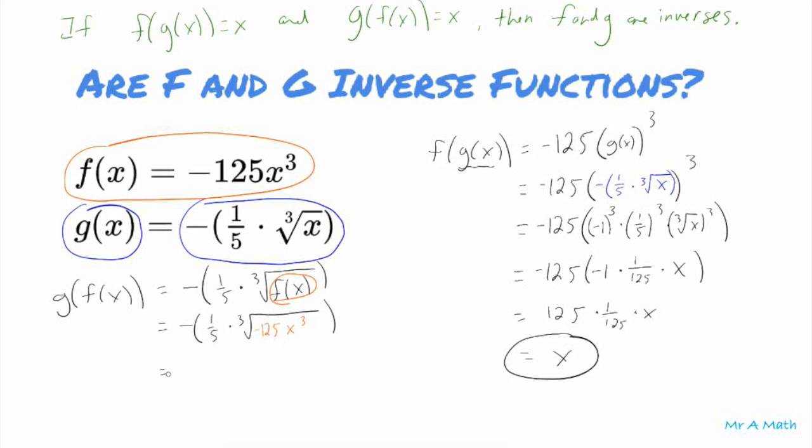And so now when I simplify that out and distribute this negative, I get negative 1/5 times the cubed root of negative 125 times the cubed root of x to the third power. And so all that simplifies down to negative 1/5 times negative 5 times the cubed root to the third power. Those are inverses, so they'll cancel out, and that gets me x. So negative 1/5 times negative 5 is just 1 times x, which my final answer is just x.